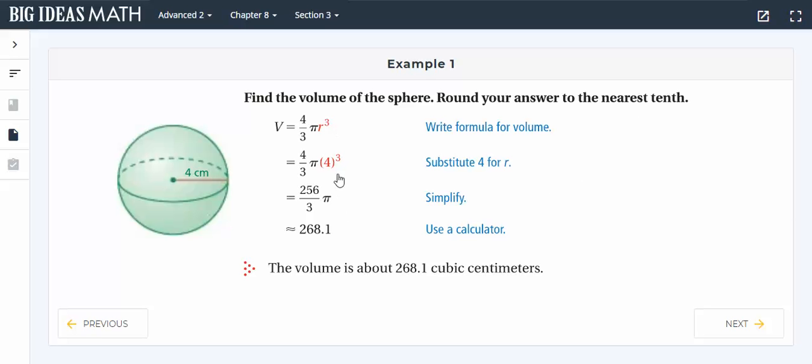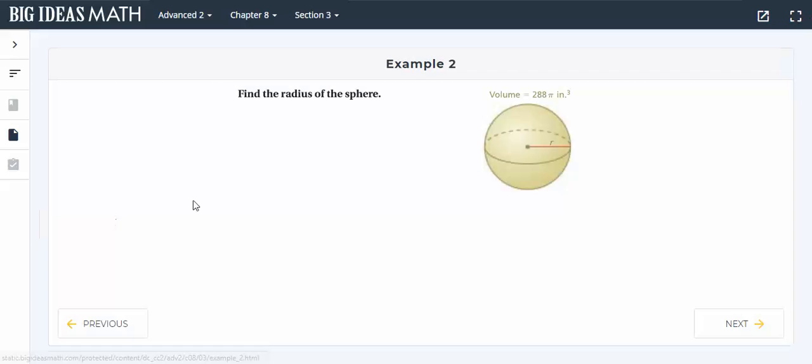So use your calculator to solve that. If you find your calculator does not give you the same answer, check with a friend or with me, and we will see what the problem is. We'll also go on to example 2.